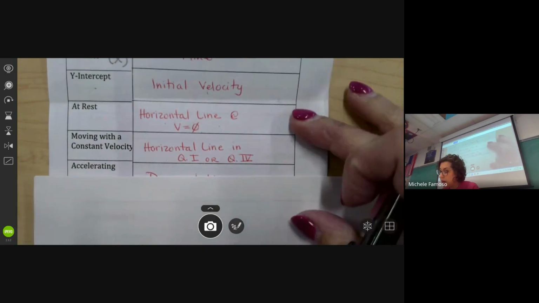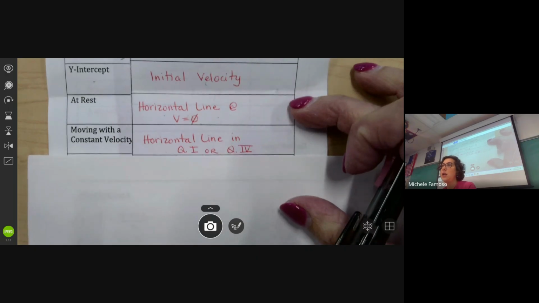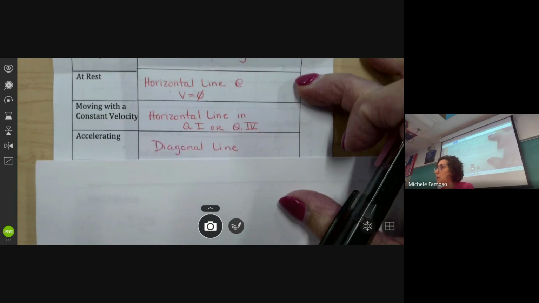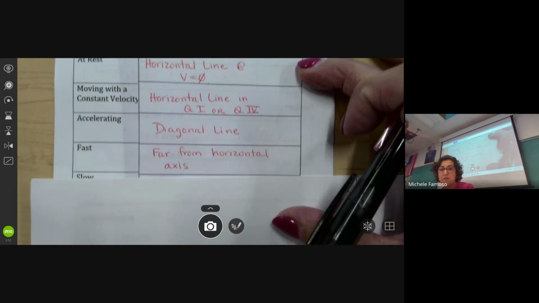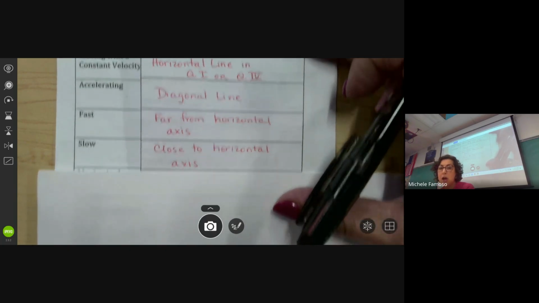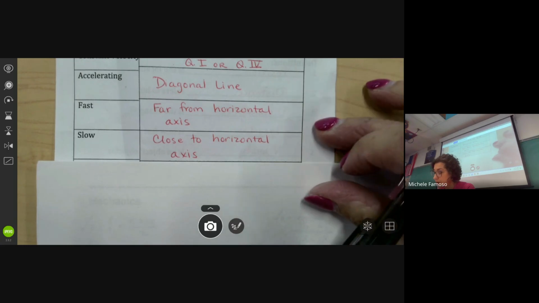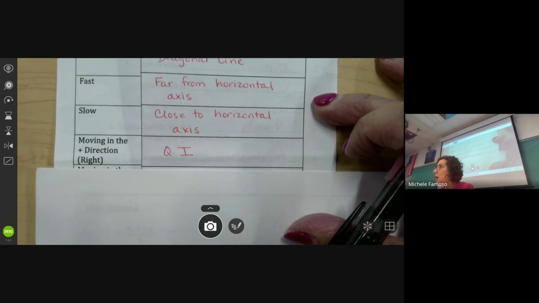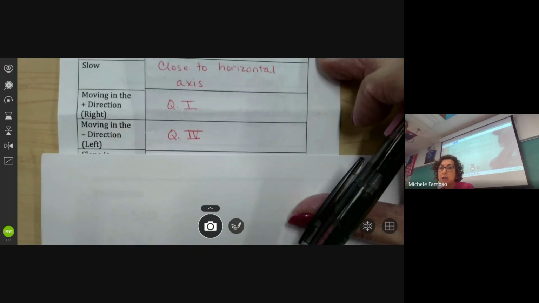If you are moving with a constant velocity, the graph would be a horizontal line, but it's either up in quadrant 1 or quadrant 4. It is not on the horizontal axis because that's where your velocity value is 0. If you are accelerating, the graph would be a diagonal line. If you are moving fast, then the graph is far from the horizontal axis. If you are moving slow, that's when the graph would be close to the horizontal axis. If you are moving in the positive direction, the graph would be up above the x-axis in quadrant 1. If you are moving in the negative direction, you're down in quadrant 4, below the x-axis.